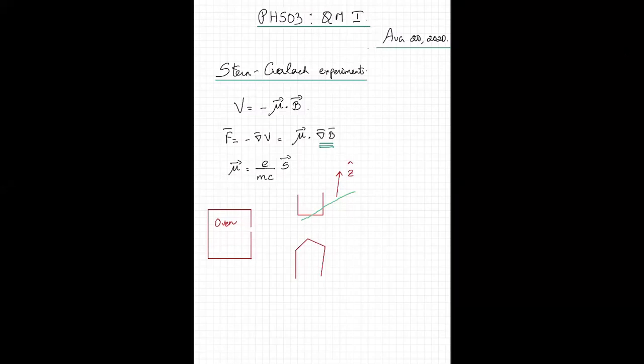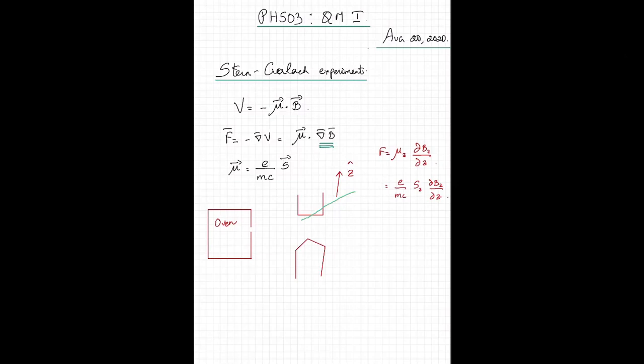As the silver atoms pass through this inhomogeneous magnetic field, they do feel a force. Since the only change in the magnetic field is along the z direction and not along the x or y directions, this force is given by F equals mu z times dBz/dz, because dBz/dz is the component of del B along the z direction, and mu z is the component of mu along the z direction. So what is mu z? Mu z is simply given by e over mc times Sz. So this is the force the atoms of silver experience.